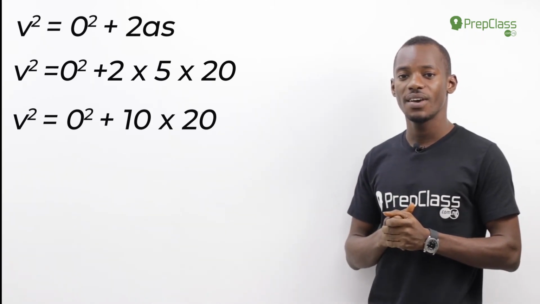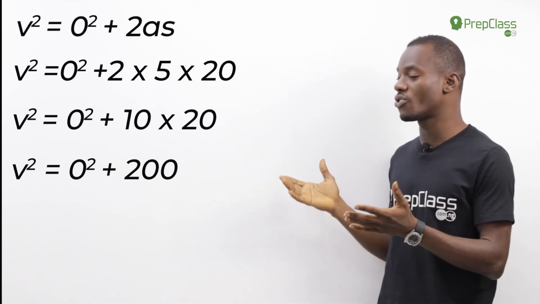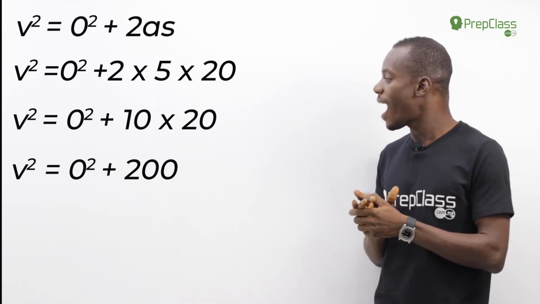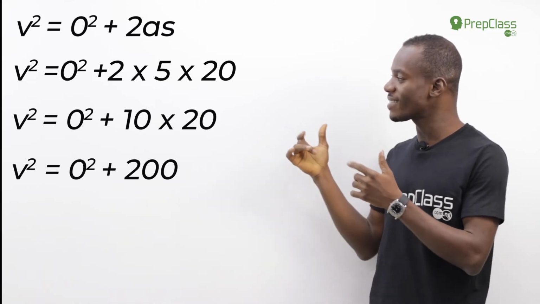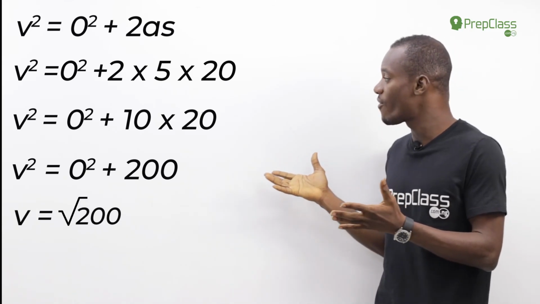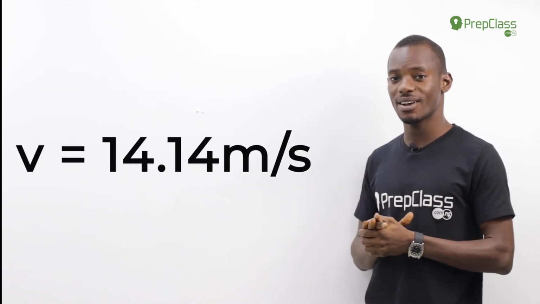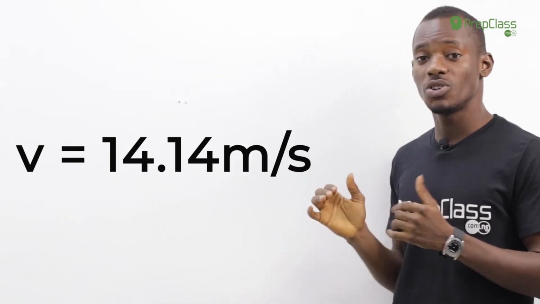2 times 5 is therefore 10. 10 times 20 makes 200. So to find V, I will just bring the square to the right hand side, and that will give me the root of 200, and my V therefore shall be 14.14 meters per second. And that is how you find your V.